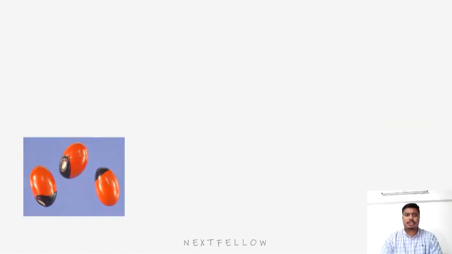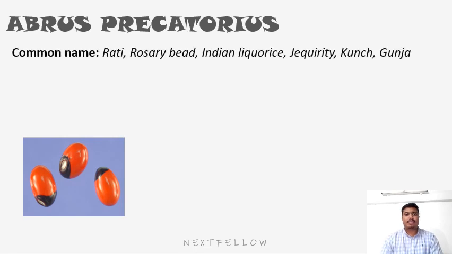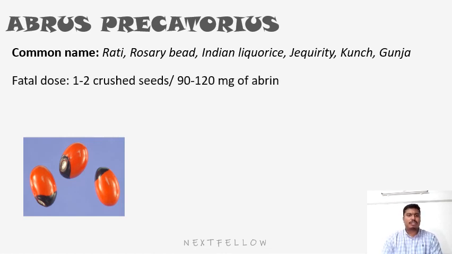Now in the series of organic irritant poison plants, the third is Abrus precatorius. It has common names like rati, rosary bead, Indian licorice, jequirity, kunch, gunja. The fatal dose is 1 to 2 crushed seeds or 90 to 120 milligram of abrin, which is the active principle, and the fatal period is 3 to 5 days.